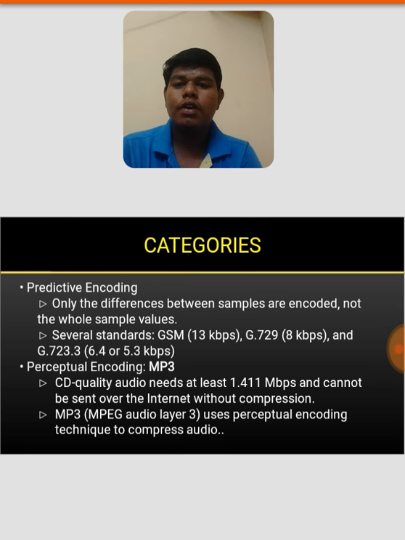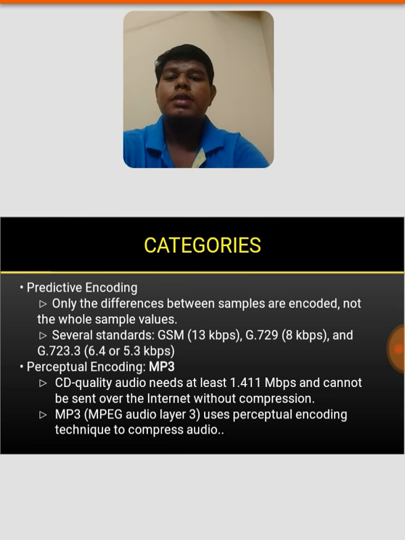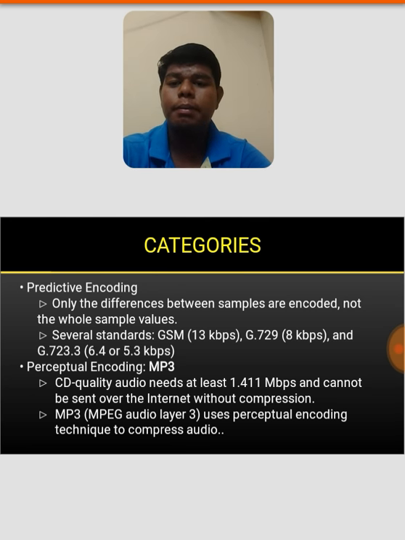There are several standards they follow: GSM, which is 13 kilobytes per second; G.729, which is 8 kilobytes per second; and G.723.1, which is 6.4 or 5.3 kilobytes per second. And then perceptual encoding is MP3. For example, a CD needs 1.411 megabytes per second and cannot be sent over the internet without compression. But if we are sending it through the internet, we have to compress it.